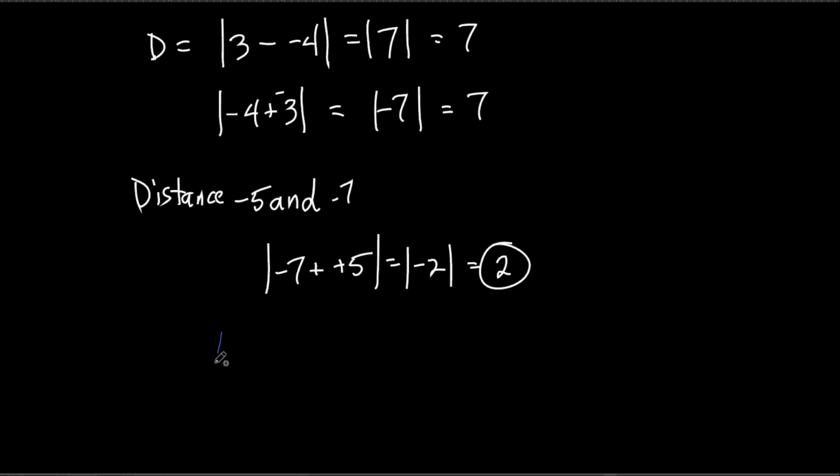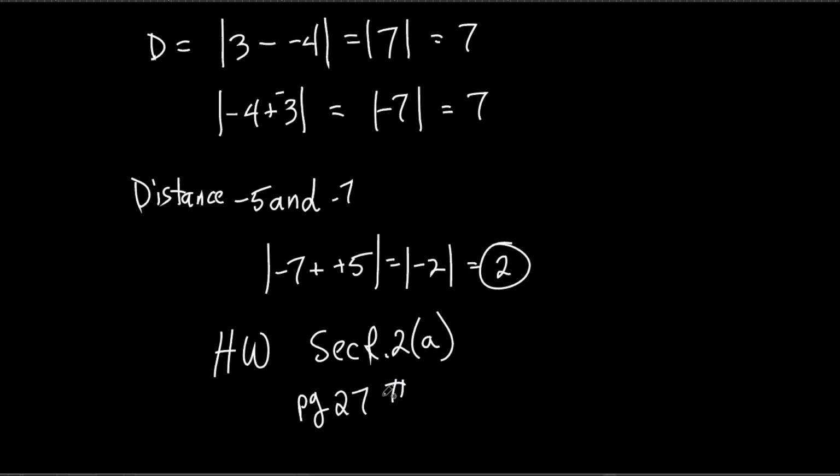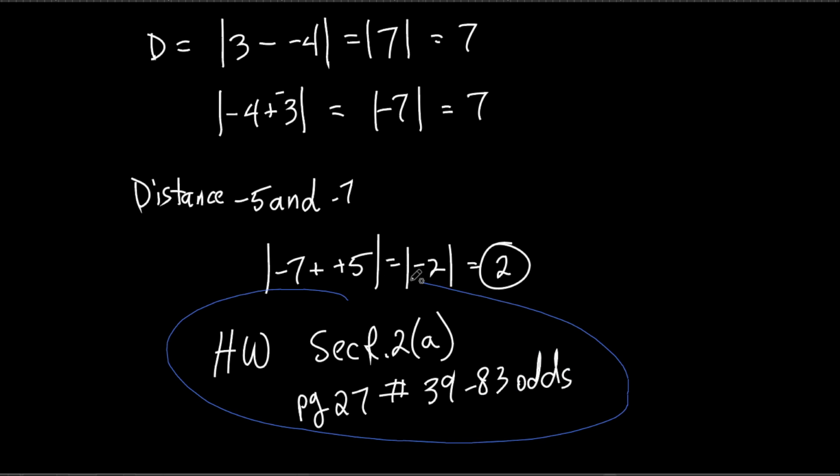Here's your homework. Your homework is section R2. Let's put an A next to it, all right, because we'll do a couple sections in R2, and we're going to do page 27 and numbers 39 to 83 odds. It sounds like a lot, but you're only doing the odds, and these, for the most part, are pretty short and easy. So that's your homework right there.